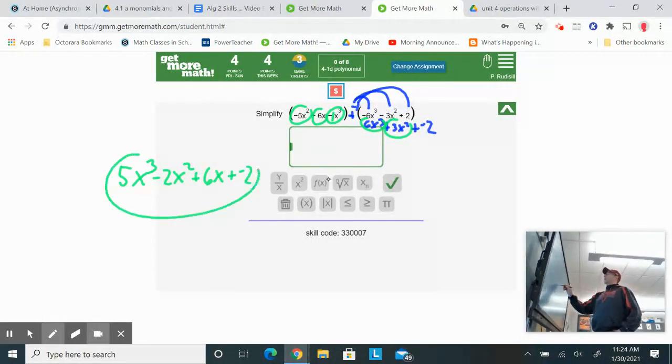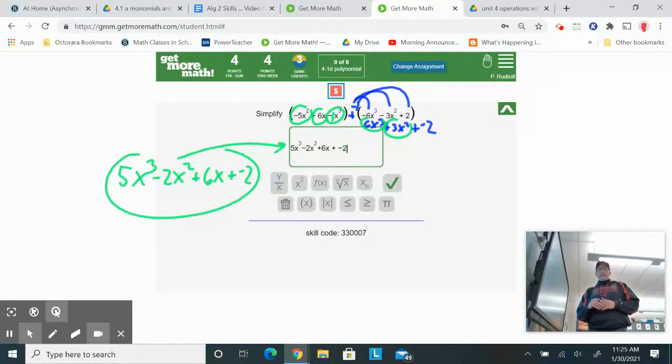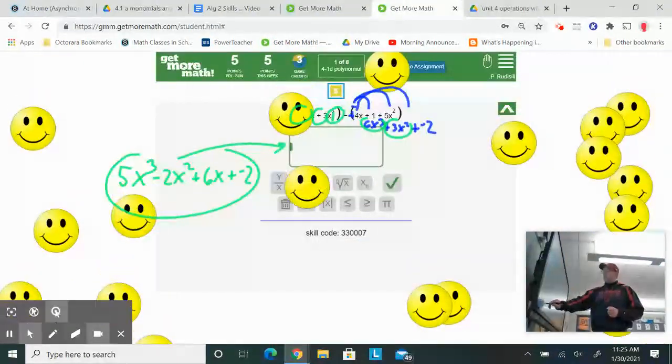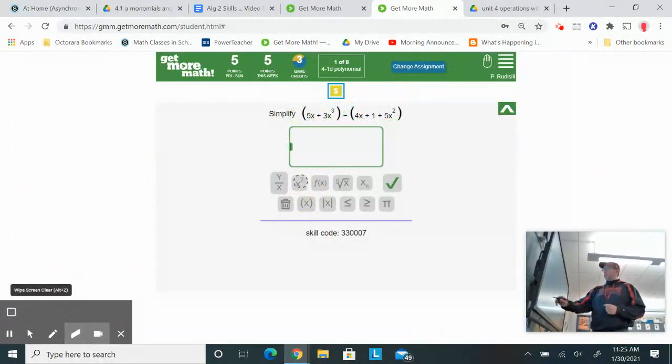So transfer this into my box. Notice how I've written it, so it's in descending powers of the variable x. Now make sure before you go and hit that green check mark that you typed in what you wanted. It's easy to mess up numbers and variables and exponents. It looks like I got what I want, plus negative 2 at the end. Yes, it worked. Let's do another one.